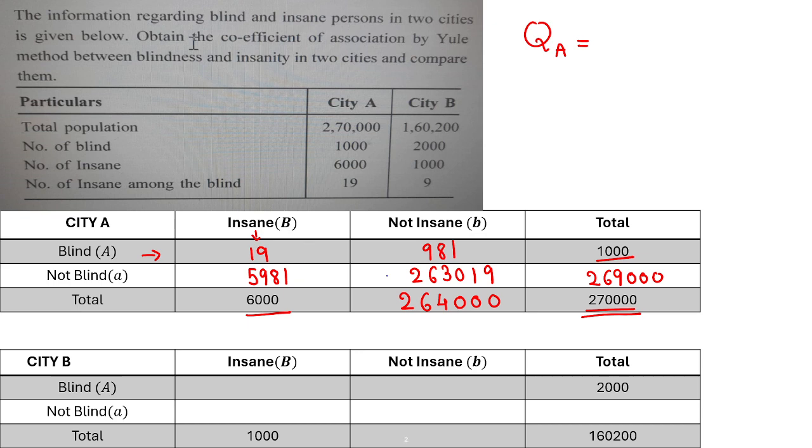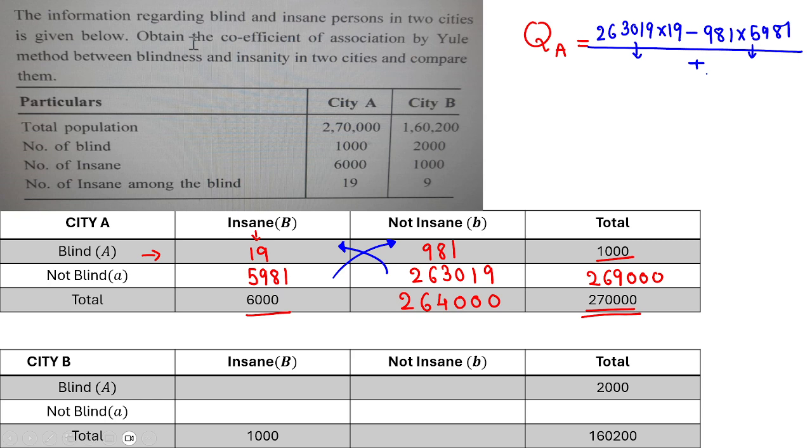Right? And if I want to calculate Yule's coefficient for city A, what I have taught you is just cross multiply. So multiply this value. It is 263,019 into 19, and then I have to subtract this multiplication, that is nothing but 981 into 5981. And the same thing I have to write over here, but I have to add them. So let's try over here what could be the value.